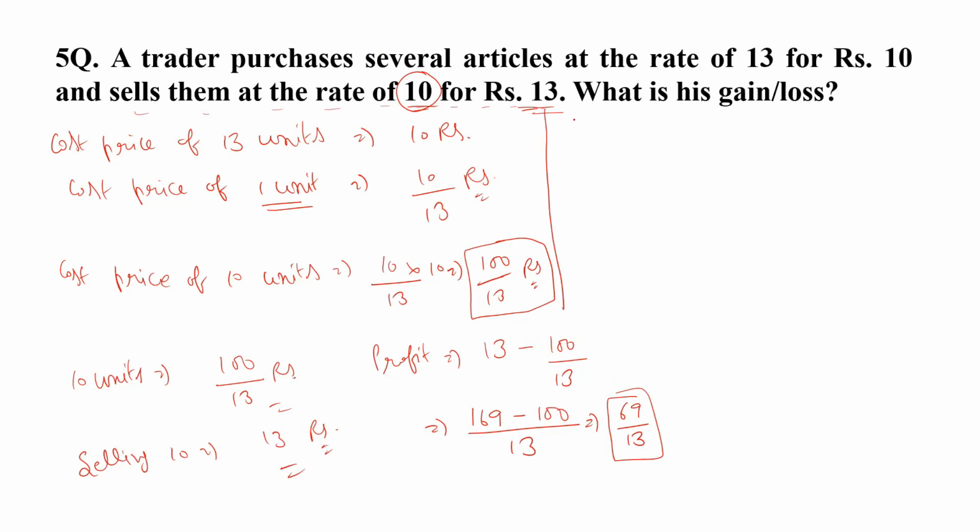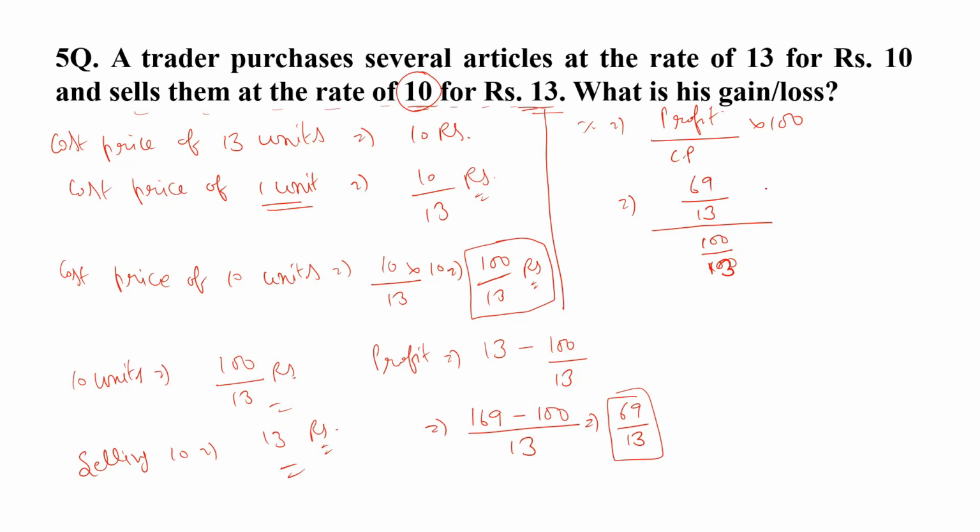You know that finding the profit or gain percentage is very easy. You have to write the profit figure in the numerator and the cost price in the denominator and multiply this by 100. Solving this equation, I'm just writing here 69 divided by 13. This should be divided by cost price, and cost price is 100 divided by 13. So this is the equation.